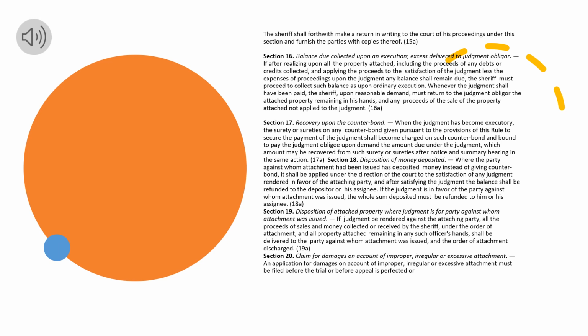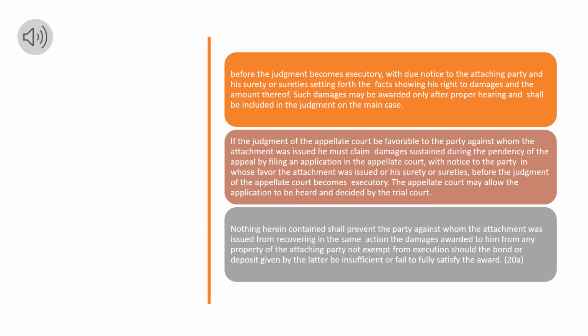Section 20. Claim for damages on account of improper, irregular, or excessive attachment. An application for damages on account of improper, irregular, or excessive attachment must be filed before the trial or before appeal is perfected or before the judgment becomes executory, with due notice to the attaching party and his surety or sureties setting forth the facts showing his right to damages and the amount thereof. Such damages may be awarded only after proper hearing and shall be included in the judgment on the main case.